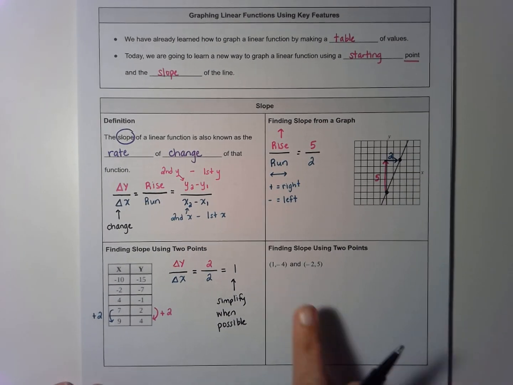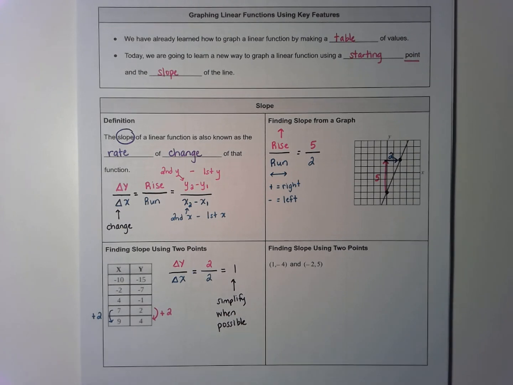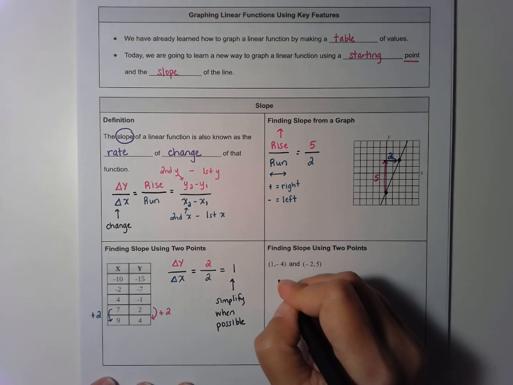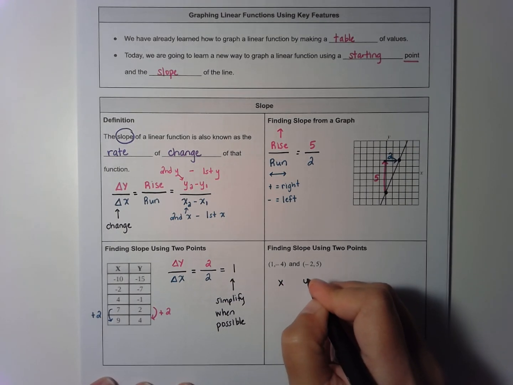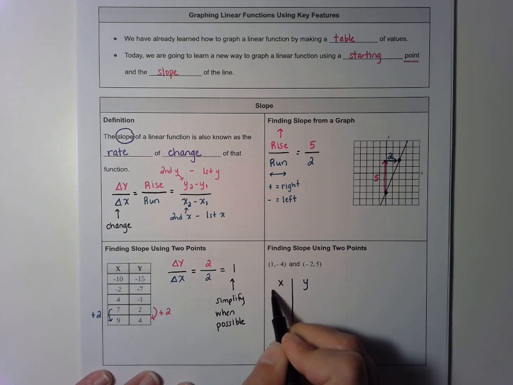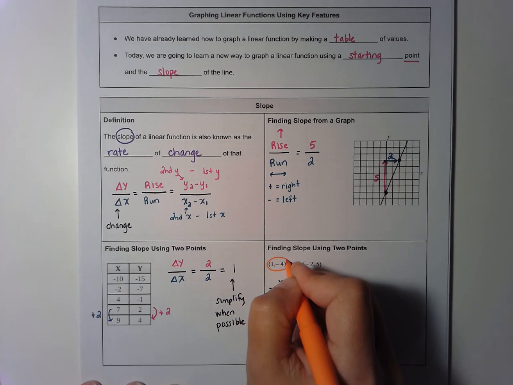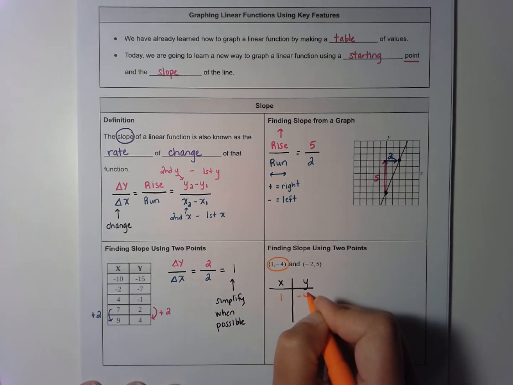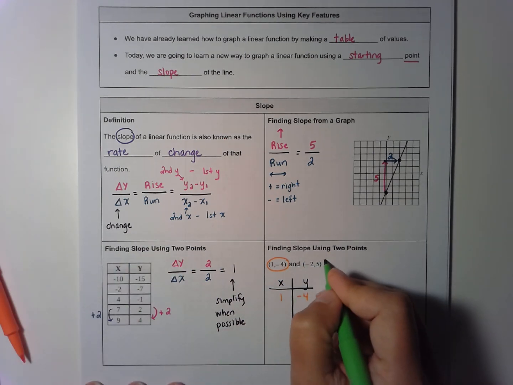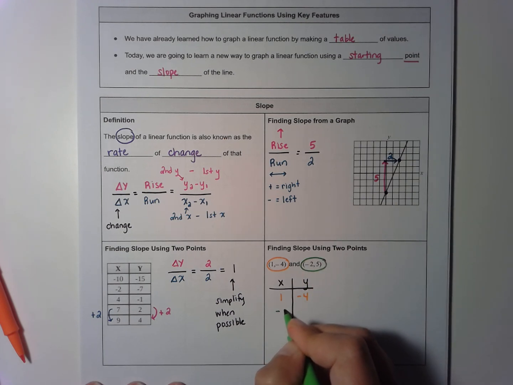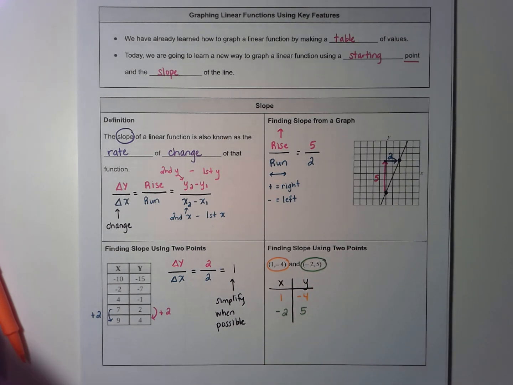Now, let's say that I give you 2 points like this. The number one recommendation that I would have is make this into a little mini table. So my table is always going to have x on the left and y on the right. The first point I would fill in is just 1 and negative 4. And the second point that I would fill in is just negative 2 and 5. Once you have that little mini table, you can do the exact same thing we did in this problem.